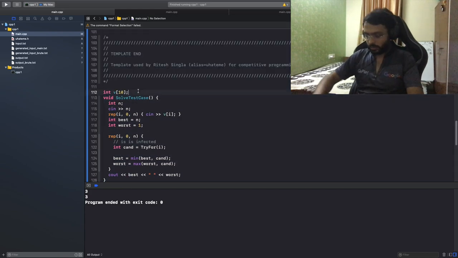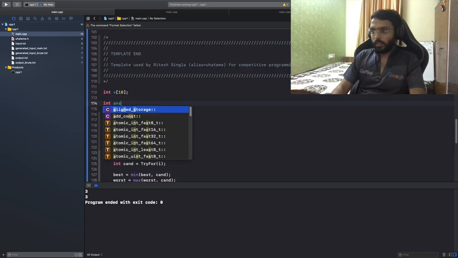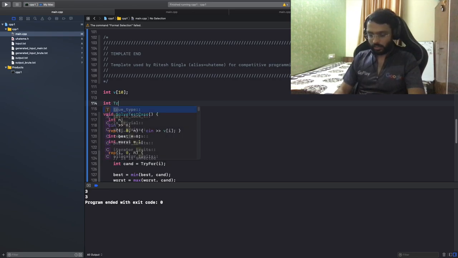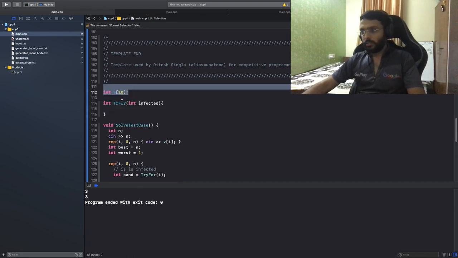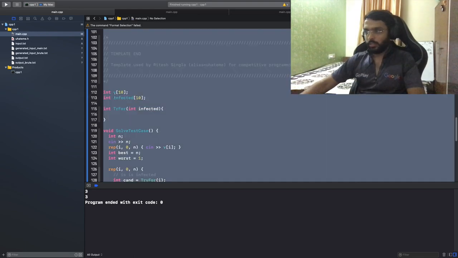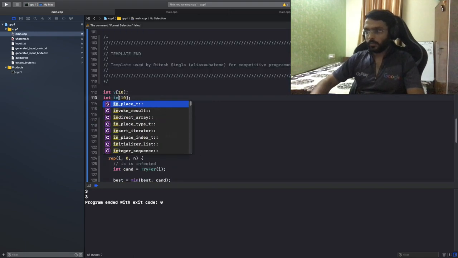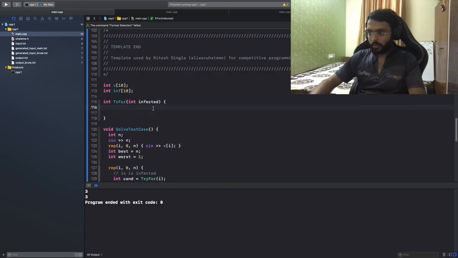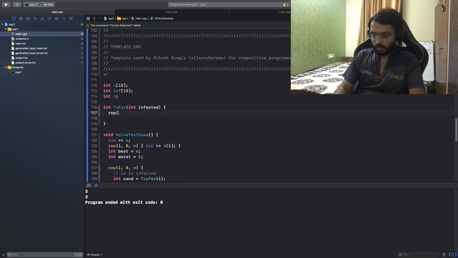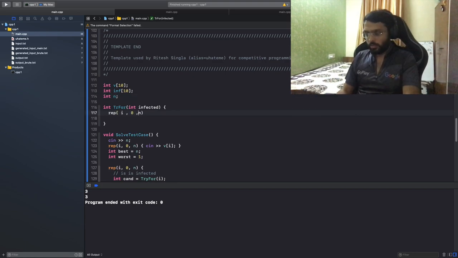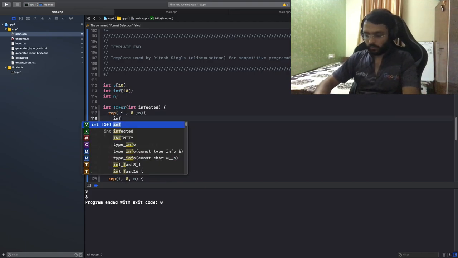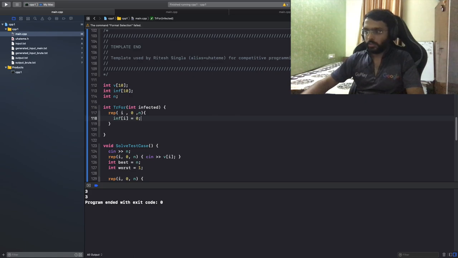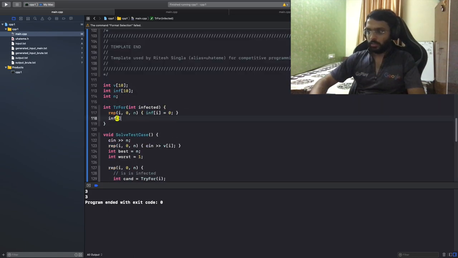So let me try simulating this. Int answer, and int infected. Let me also keep n as well. So initially, let us assume no one is infected. Infected of i equal to 0. Then I'm saying this got infected, so this is equal to 1. So initially, that's the case.